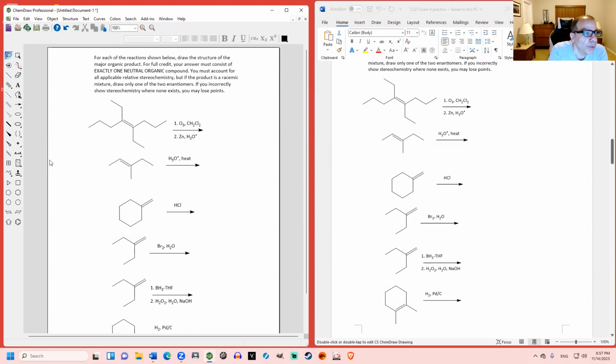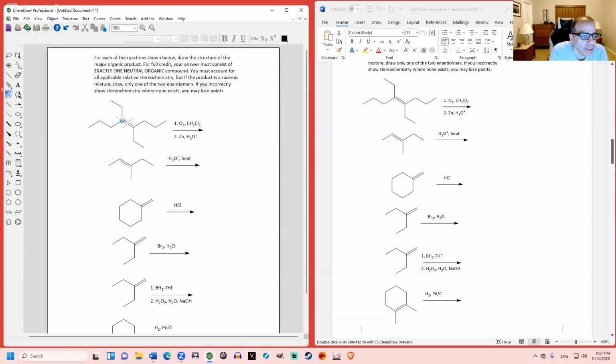Next, we have some fill in the blanks. The first one is a reaction with ozone, followed by zinc and aqueous acid. We talked about this reaction in class. We said that you need to cleave the pi bond and put oxygens on both pi bonds so that you get C double bond O on both of them.